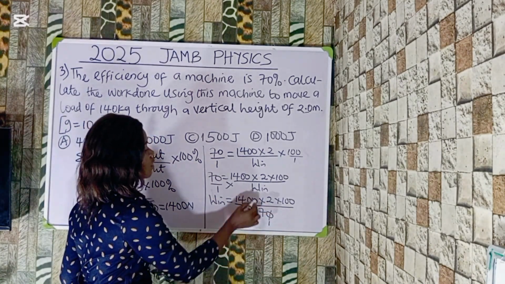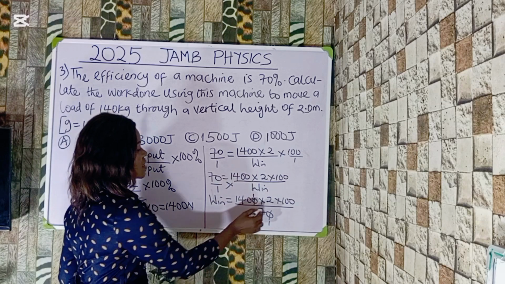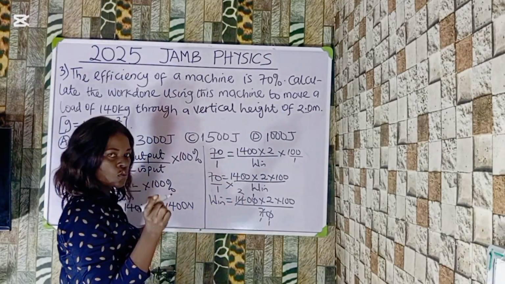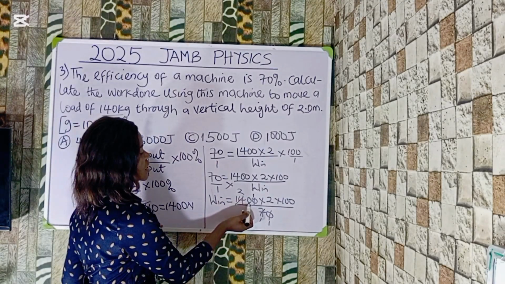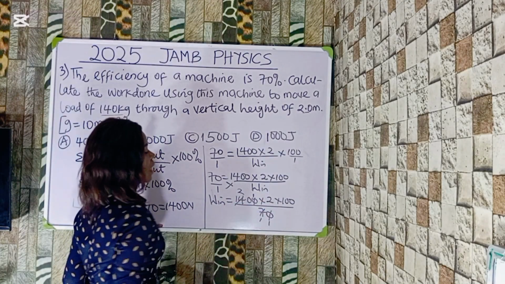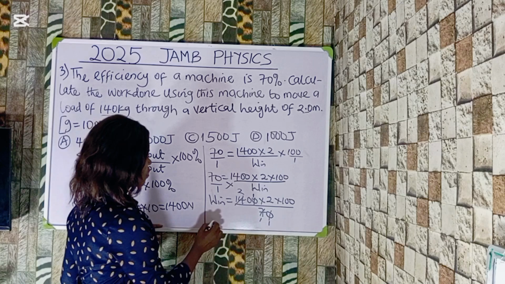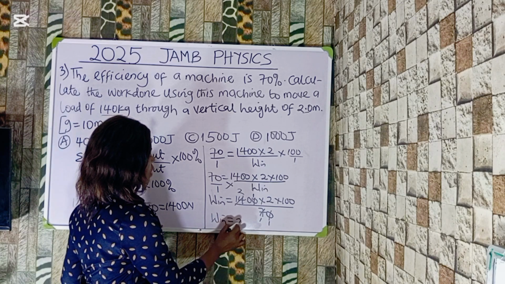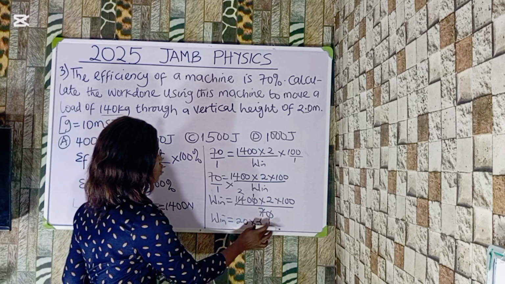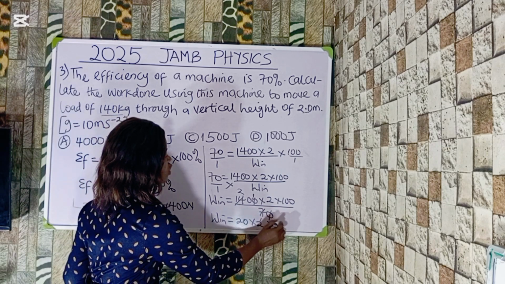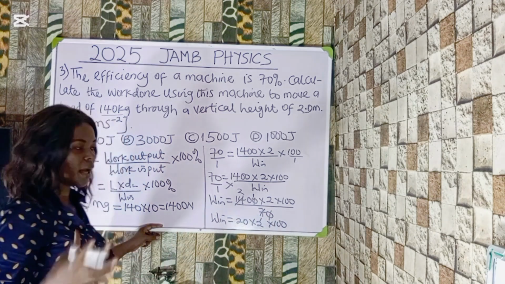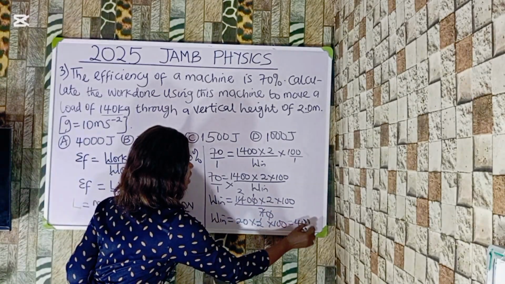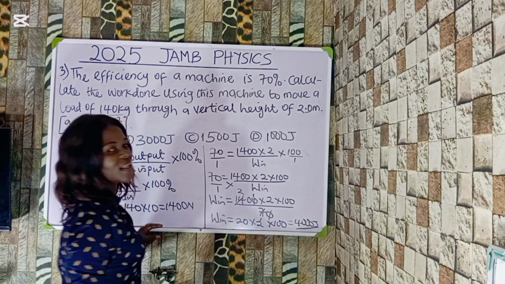0 cancels itself, 1 cancels this 1, 7 cancels itself, then it's going to give me 2, right? Now we have 20 multiplied by 2 multiplied by 100. So the work input is equal to 20 multiplied by 2 then multiplied by 100. By the time you multiply it out, you're going to get your answer to be 4000 Joules. Is that clear?